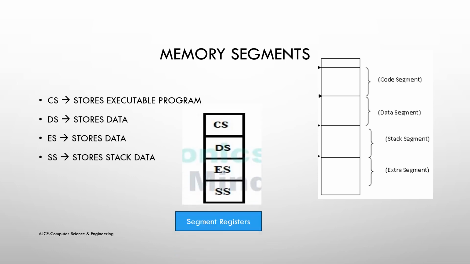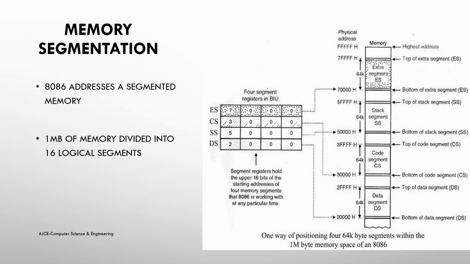These CS, DS, ES, SS are the segments associated with the 8086. There are 4 types of segment registers associated with these segments. These are CSR, DSR, ESR and SSR. These segment registers store the starting address of the corresponding segments.